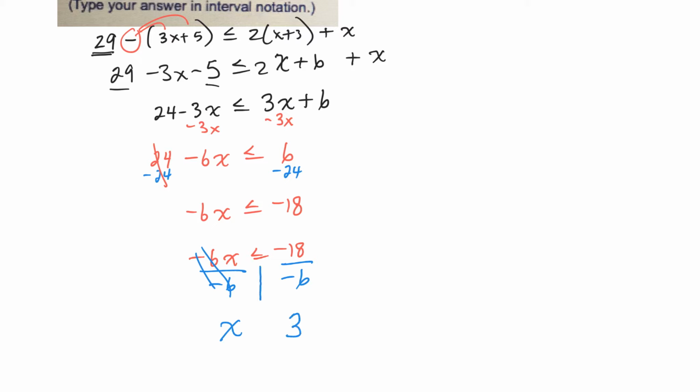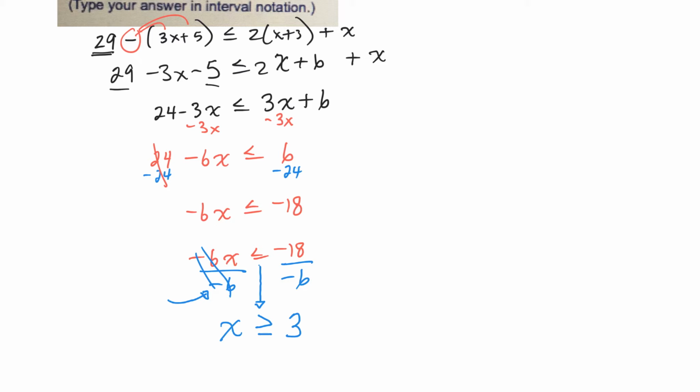Now it's a sign I have to worry about. Remember the rule when you're dealing with inequalities, that if you divide by a negative sign, you have to change that inequality. So instead of being a less than or equal to, this will change to a greater than or equal to.